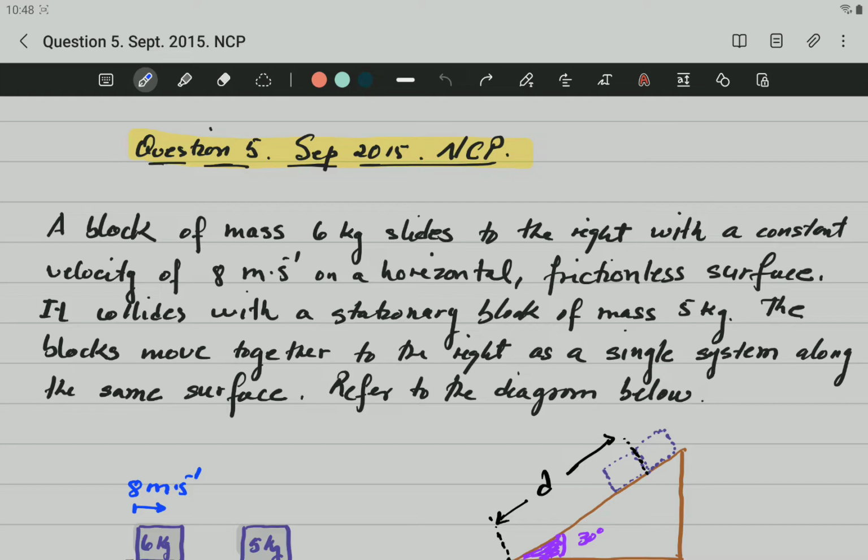Say a block of mass 6 kilograms slides to the right with a constant velocity of 8 meters per second on a horizontal frictionless surface. It collides with a stationary block of mass 5 kilograms. The blocks move together to the right as a single system along the same surface. Refer to the diagram below.